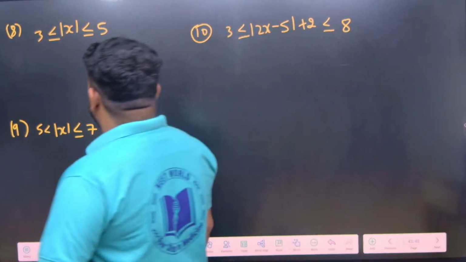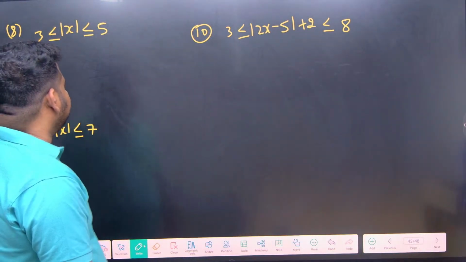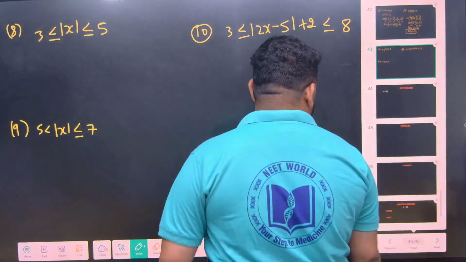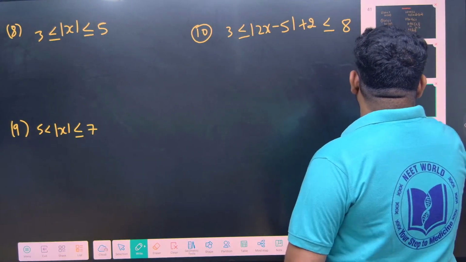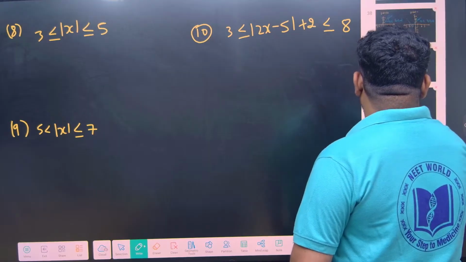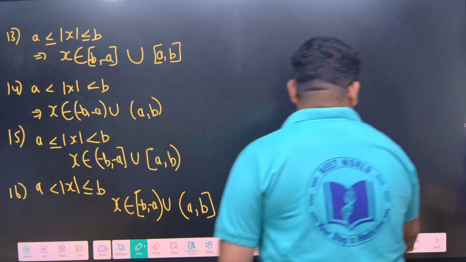Look at how they are given. Mod x is greater than or equal to 3 and less than or equal to 5. So where does x belong? Observe carefully: these are of the form, and this result it is following. So let us solve that question.